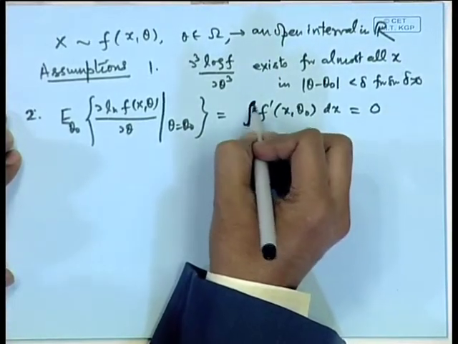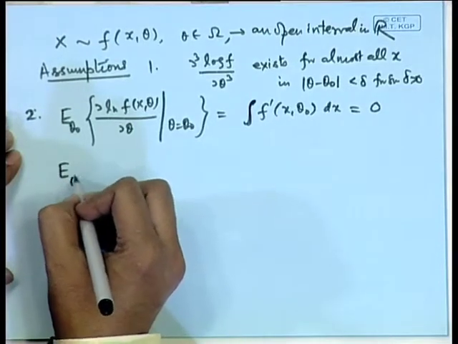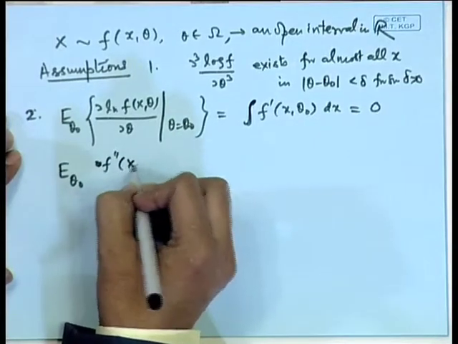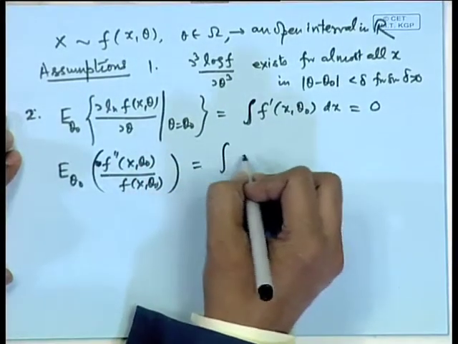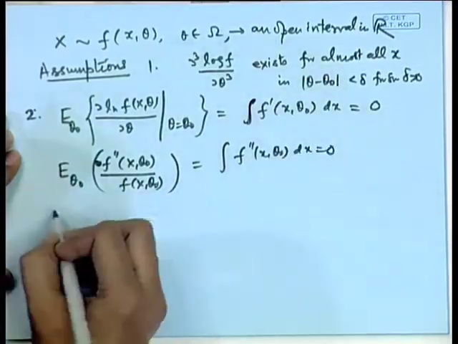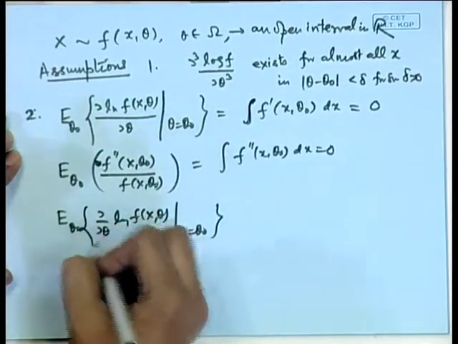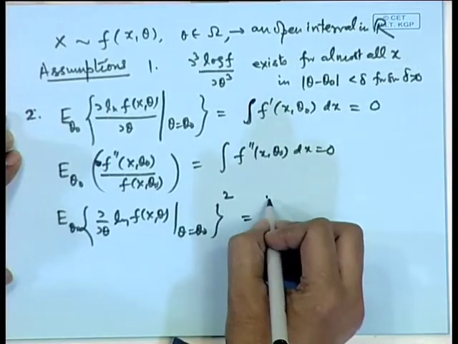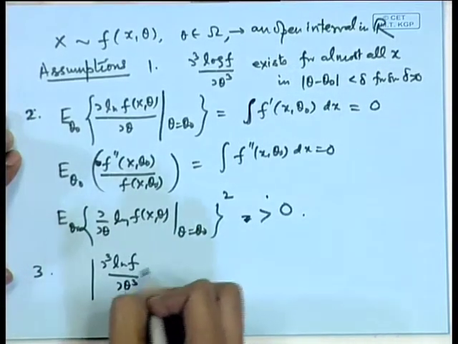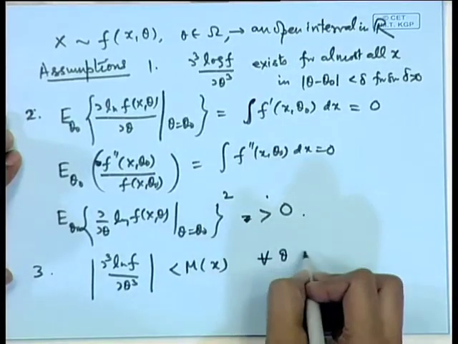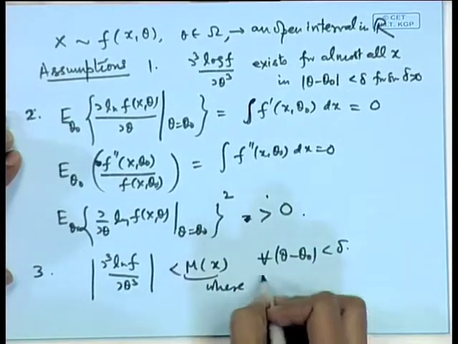Now, this integral is a generic notation, this could be summation also in case we are dealing with discrete distributions. So, in particular we assume up to higher order, that means, if we consider f double prime x theta naught by f x theta naught, where this derivative is with respect to theta, then this should also be 0, and this square is greater than 0, and the third order derivative is bounded in a neighborhood of theta naught, where m x is also an integrable function.